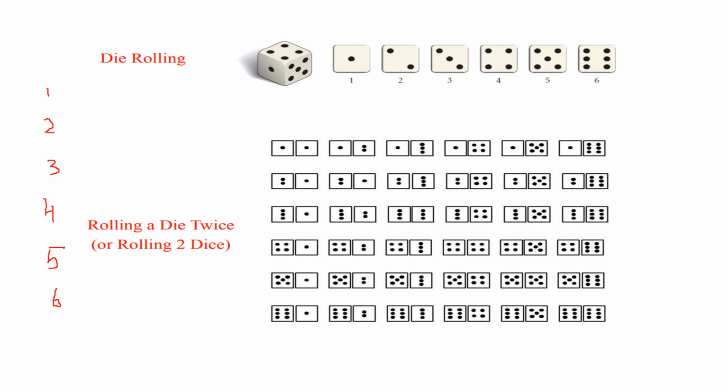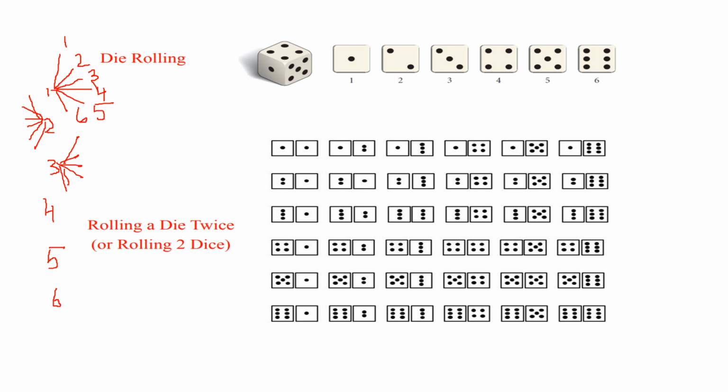For the second roll, you have to extend the branches. The total possible outcomes are 6, so I need to extend 6 branches for each and every case. You can start with 1: 1, 2, 3, 4, 5, 6. In the same way for 2 we extend 1, 2, 3, 4, 5, and 6. Same for 3, and similarly for 4, 5, 6.